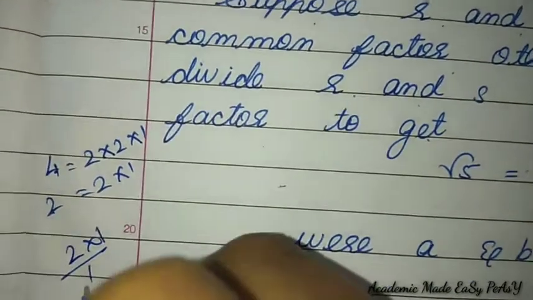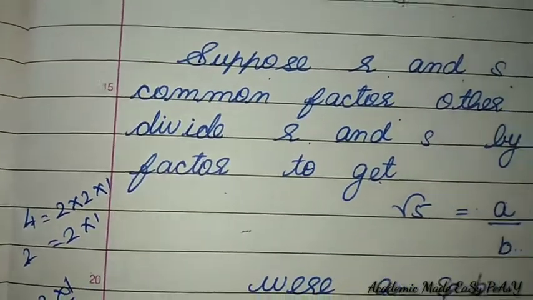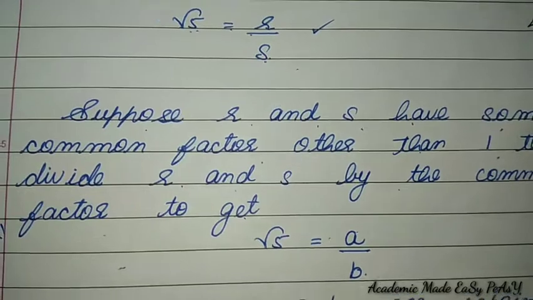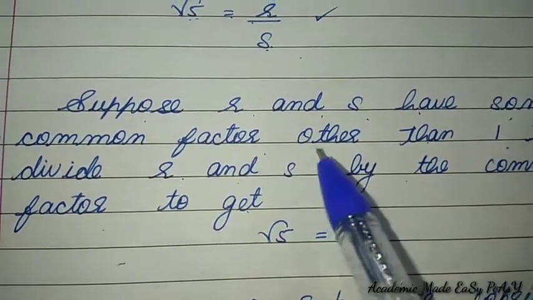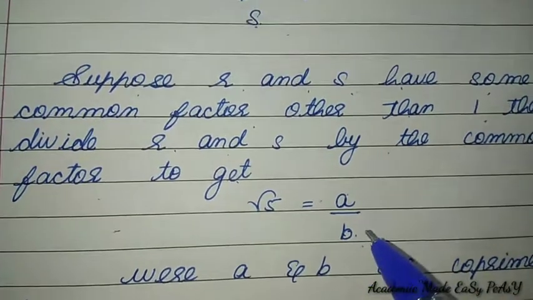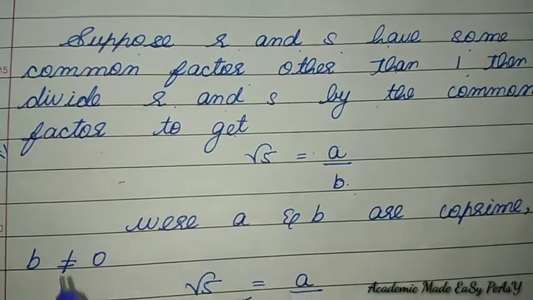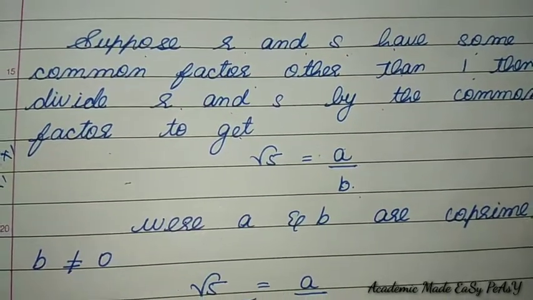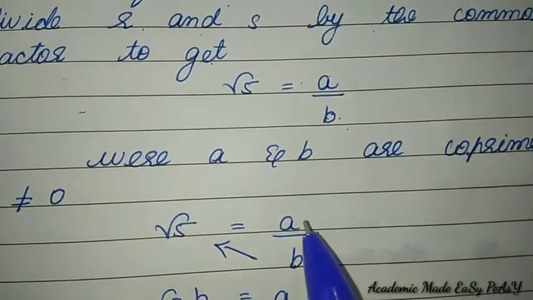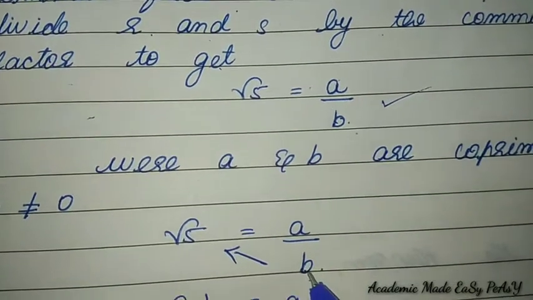That's what they're saying: in case they have a common factor, then we have to cancel it. But we don't know what that common factor is, so we cancel it from r and s and write a by b. We are also saying where a and b are co-prime numbers and b is not equal to 0. So therefore we get root 5 is equal to a by b. This is the previous step we got, the same thing I'm writing.